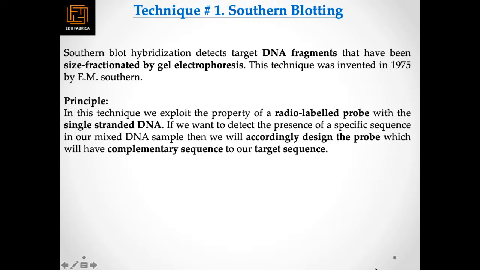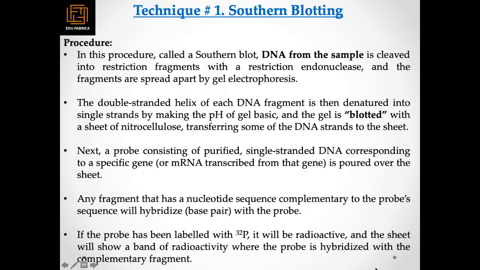If you want to detect the presence of a specific sequence in our mixed DNA samples, then we will accordingly design the probe which will have a complementary sequence to our target sequence. First we get the DNA and then we blot this DNA onto a specific membrane, a nitrocellulose membrane. Next, a probe consisting of purified single-stranded DNA corresponding to the specific gene is poured. Then any fragment that has a nucleotide sequence complementary to the probe will hybridize with the probe. And then 32P, which is radioactive, lets us check the complementary fragments.